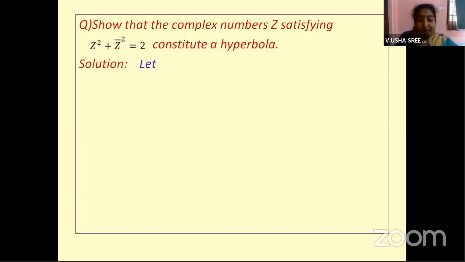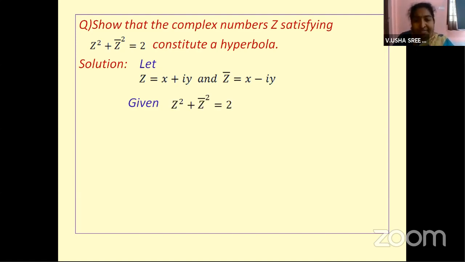Okay, let us consider z as x plus iy, children. So when z is equal to x plus iy, z bar is equal to x minus iy. Now you are given the condition that z square plus z bar whole square is equal to 2. So we will just substitute the values we know in this equation. So we will have it as (x plus iy) whole square plus (x minus iy) whole square equal to 2.